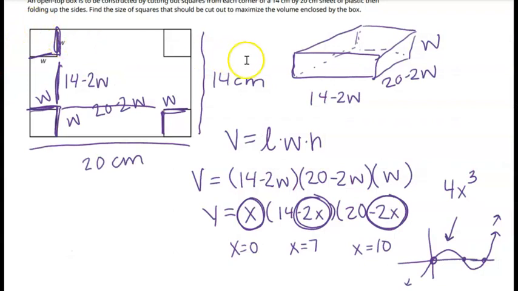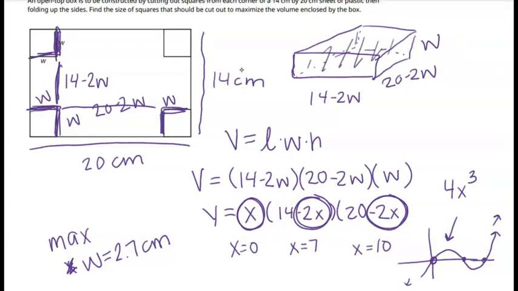All right, so if I come back to our problem here, I know that this maximum value is going to occur at x, or w, I should say w, equals 2.7 centimeters. And if I cut 2.7 out of each one, that's going to maximize the volume of my box.